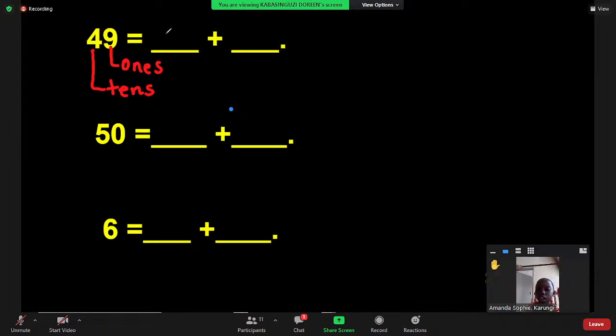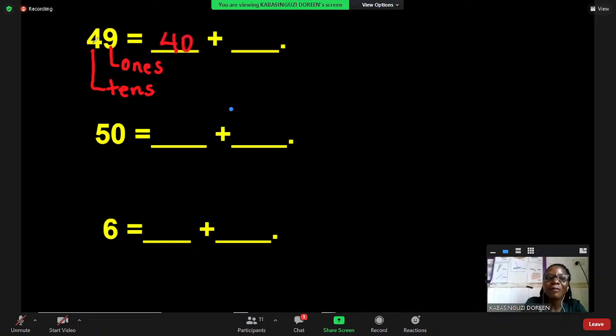We draw here on the first line, we put 40. Because it is in the place value of tens, it will be 4 times 10, which will give us 40. So it is 40 plus what, Amanda? Plus 9. We draw on the second one, we put 9.